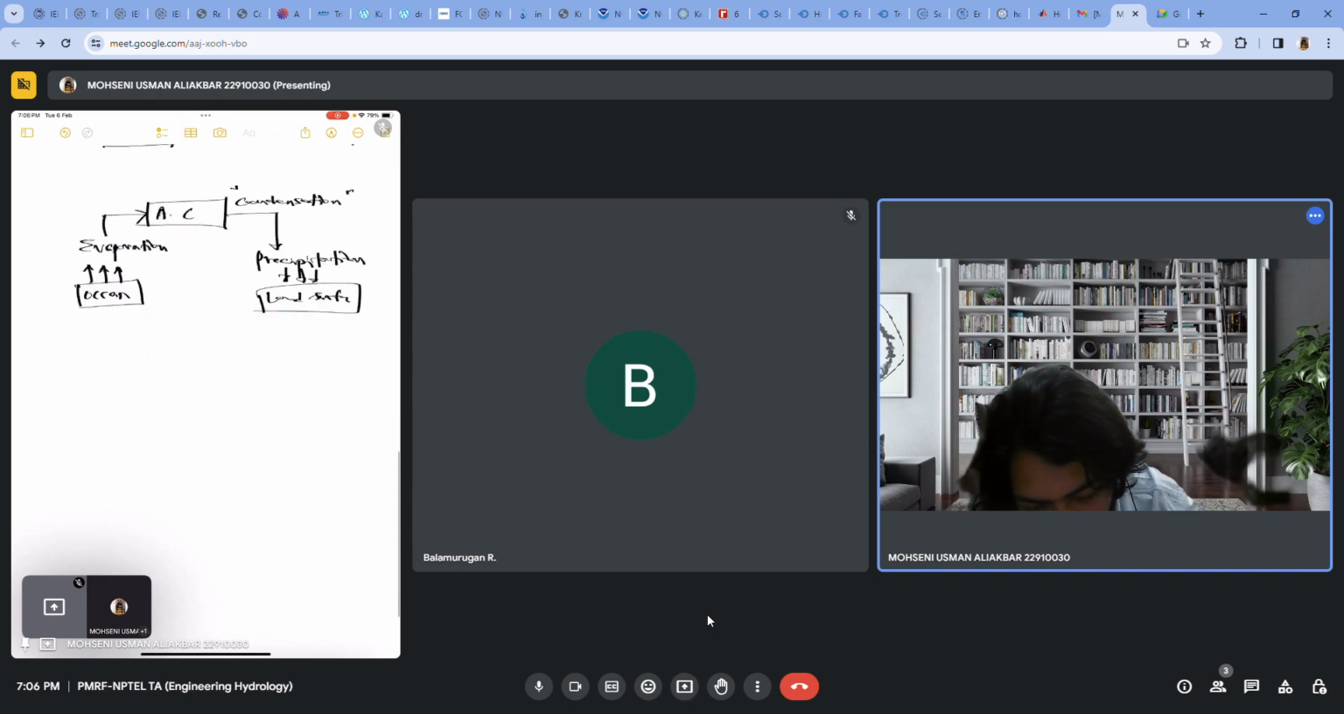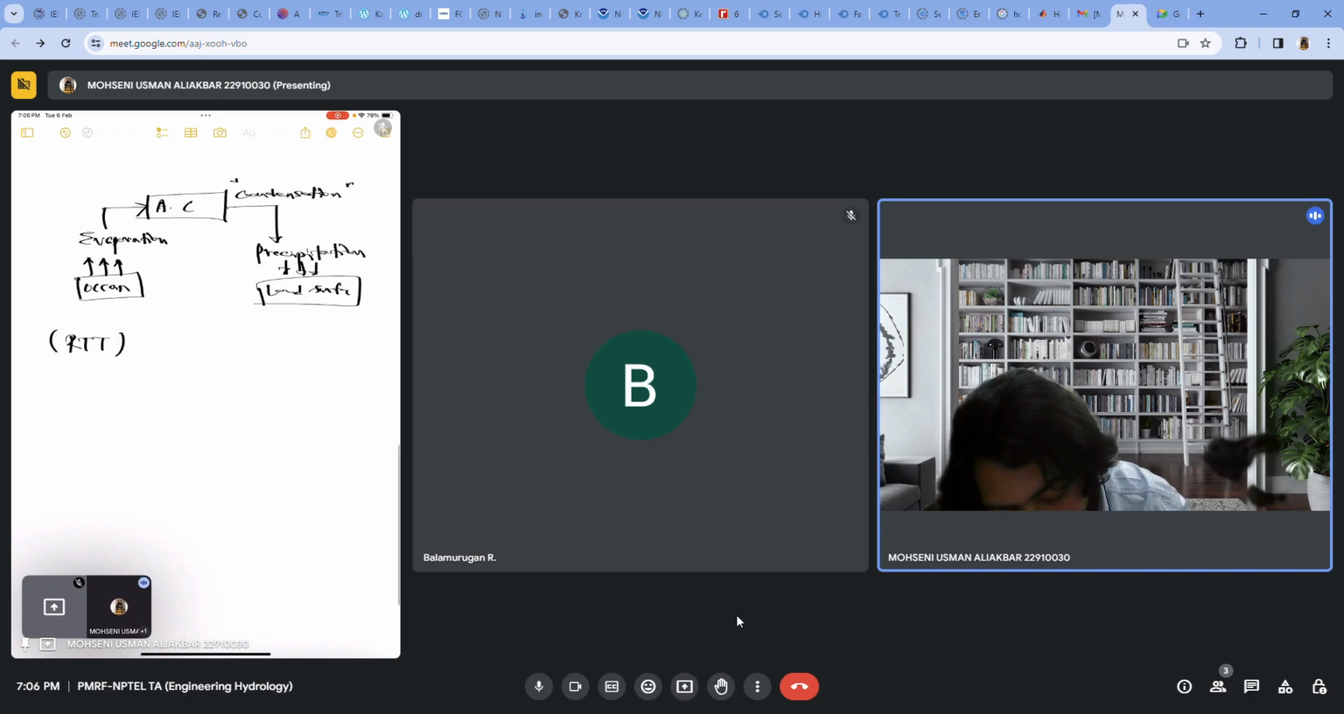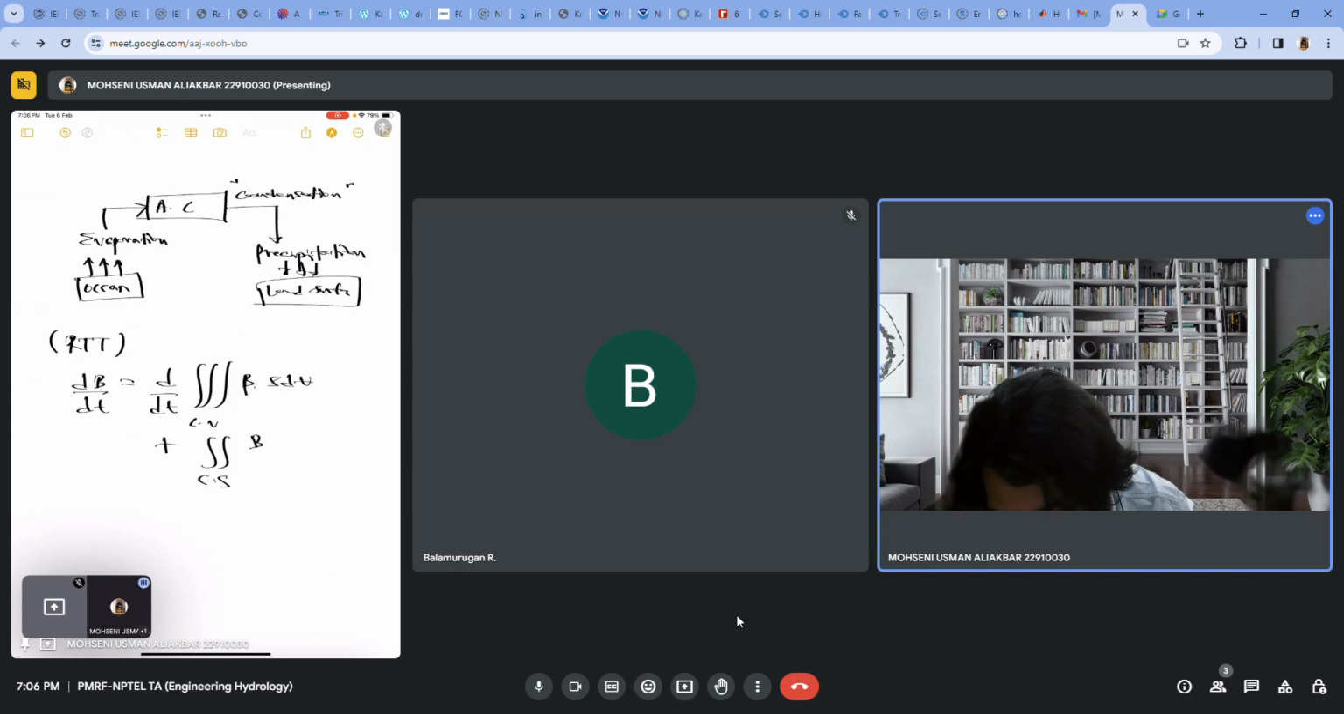If we know how water is circulating in this process, then in the previous class we talked about the Reynolds transport theorem. What is the basic equation of the Reynolds transport theorem? We say that the rate of change of any extensive property is equal to the integral over the control volume of the intensive property, plus the double integral over the control surface of that intensive property.